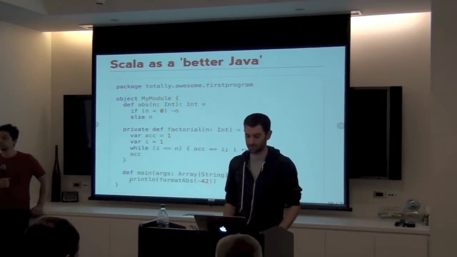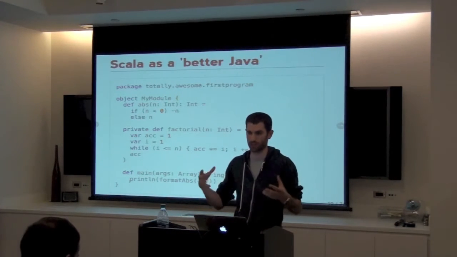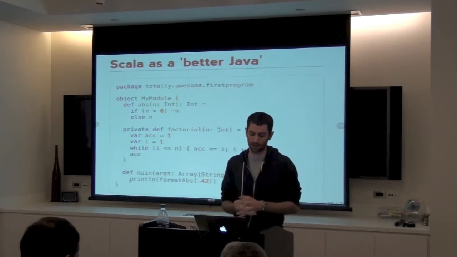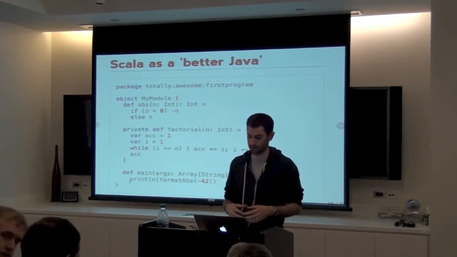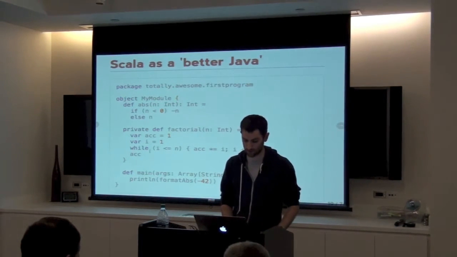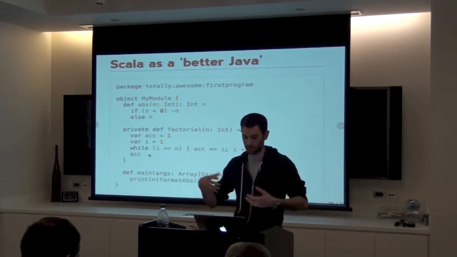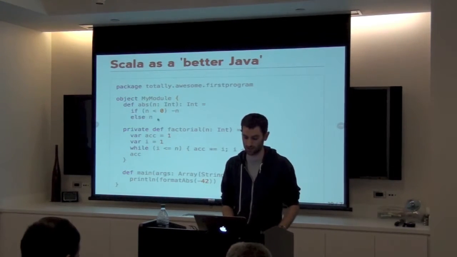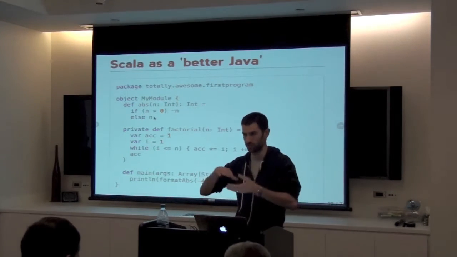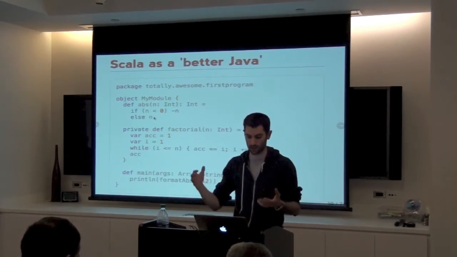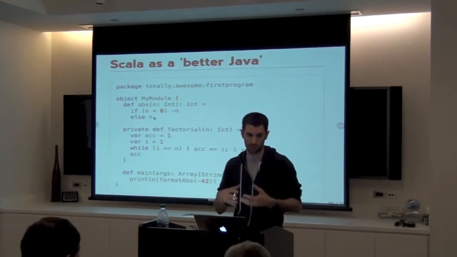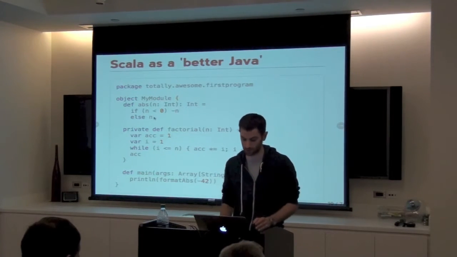In general, every expression in Scala returns a value, including if expressions, and we often use that when we're writing functions. You don't necessarily have explicit return statements. The body of the function is just the expression that we want the function to be equal to.